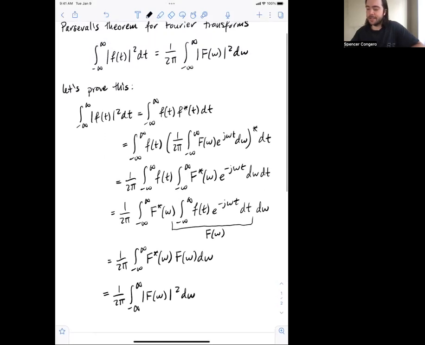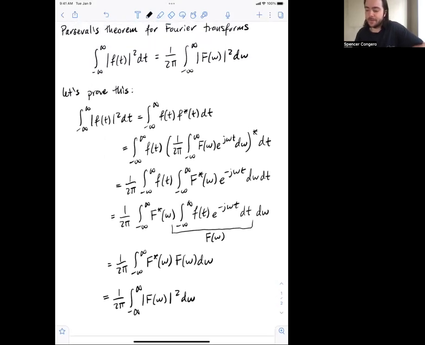You can apply this to any Fourier transform pair that we've looked at so far if you want some practice, and verify that both sides of this equation actually do equal each other.